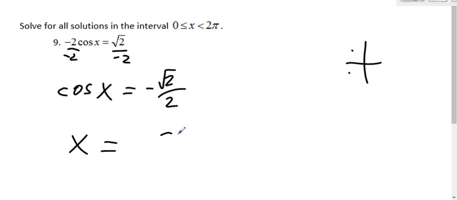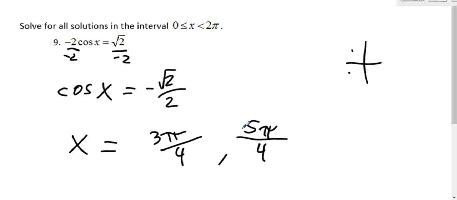is the pi over 4 in quadrant 2, which would be 3 pi over 4, and the pi over 4 in quadrant 3 is 5 pi over 4. There's our two solutions.